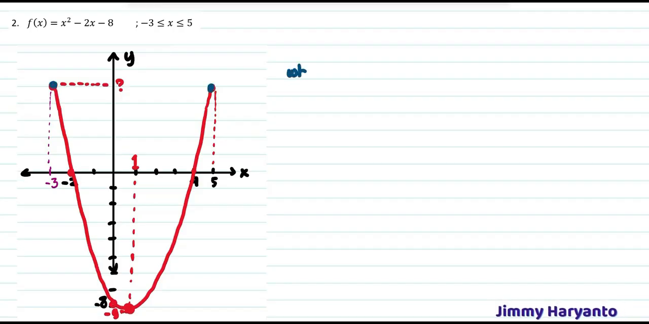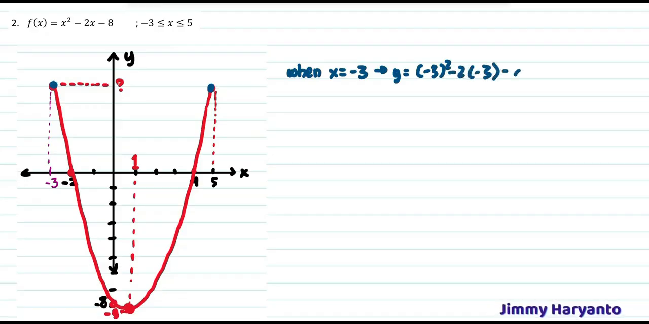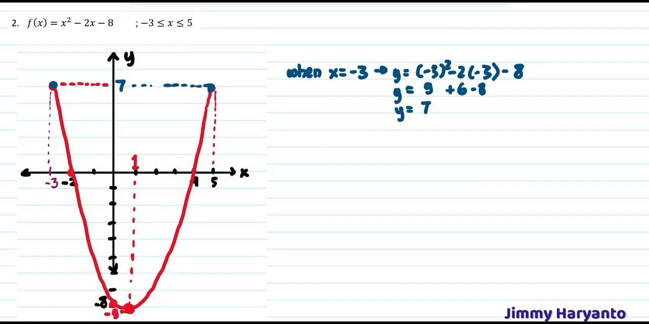So when x equals negative 3, y will be negative 3 squared minus 2 times negative 3 minus 8. Simply put negative 3 into x. So this one is 9, plus 6, minus 8. So you have 15 minus 8 equals 7. So this one is 7. And then how about this? The x equals 5.